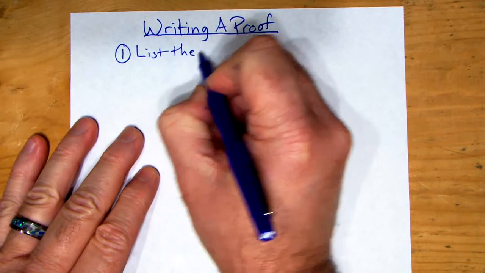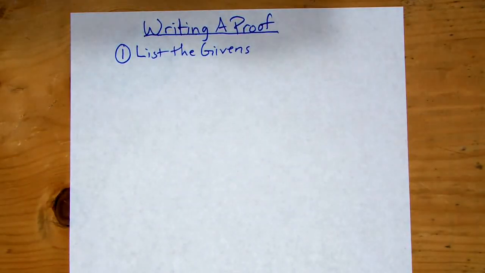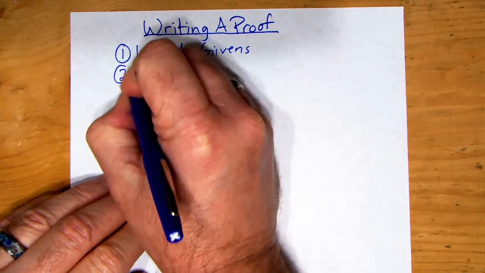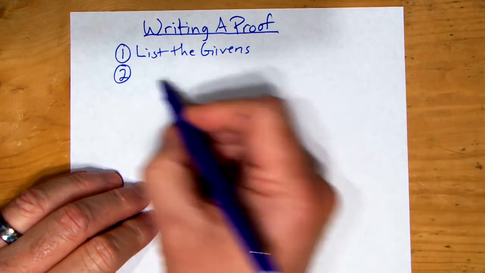list the givens. And when we're talking about givens, we're not talking about stuff that you can see in the picture. We're talking about the stuff that they actually gave you in the original problem. So today's practice proof is going to be the diagonals of a parallelogram bisect each other. So the only given in that situation will be that there is a parallelogram. Anything else has to be part of step two. So always start your list of givens.